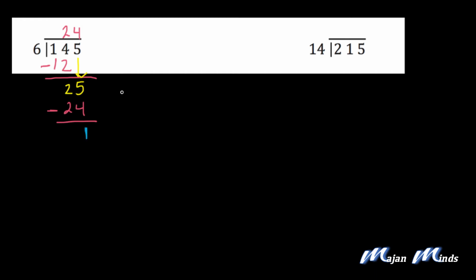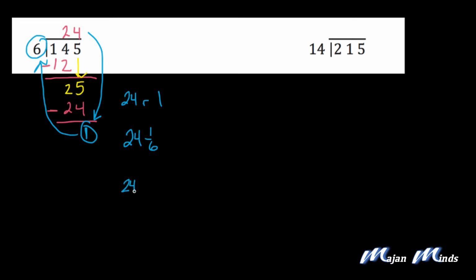Now, in grade 4, grade 5, you would have written the answer as 24 remainder 1. However, what's going to be beneficial for us at this time is 24, and I like to just kind of go right around the circle like this, 24 and 1/6. So 24 and 1/6 is the answer. 145 divided by 6 is 24 and 1/6.